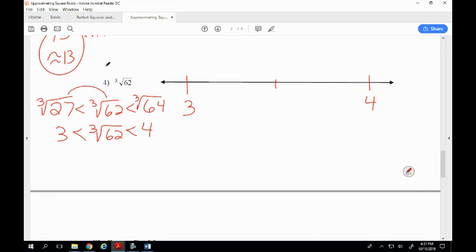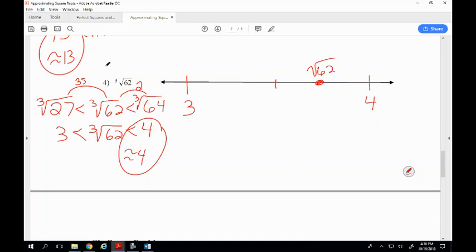All right, our gap between 27 and 62 is a gap of 35. And then we have a gap over here between 62 and 64 of 2. All right, so we're closer to the right side. So I know my number has to be on the right side of the middle. It's going to be somewhere over here, which is the cube root of 62.